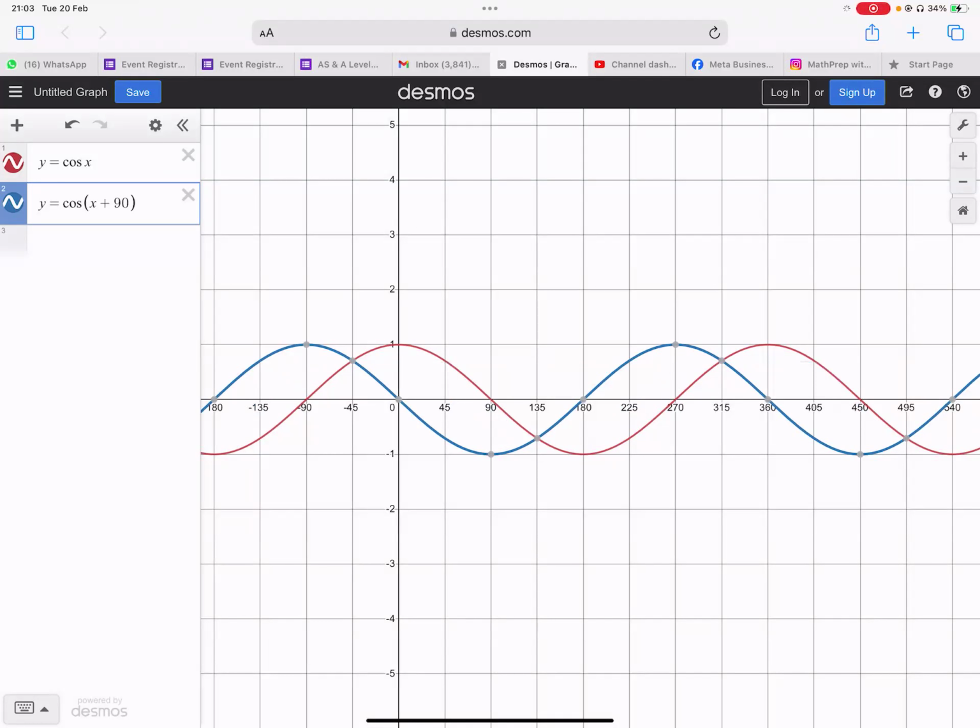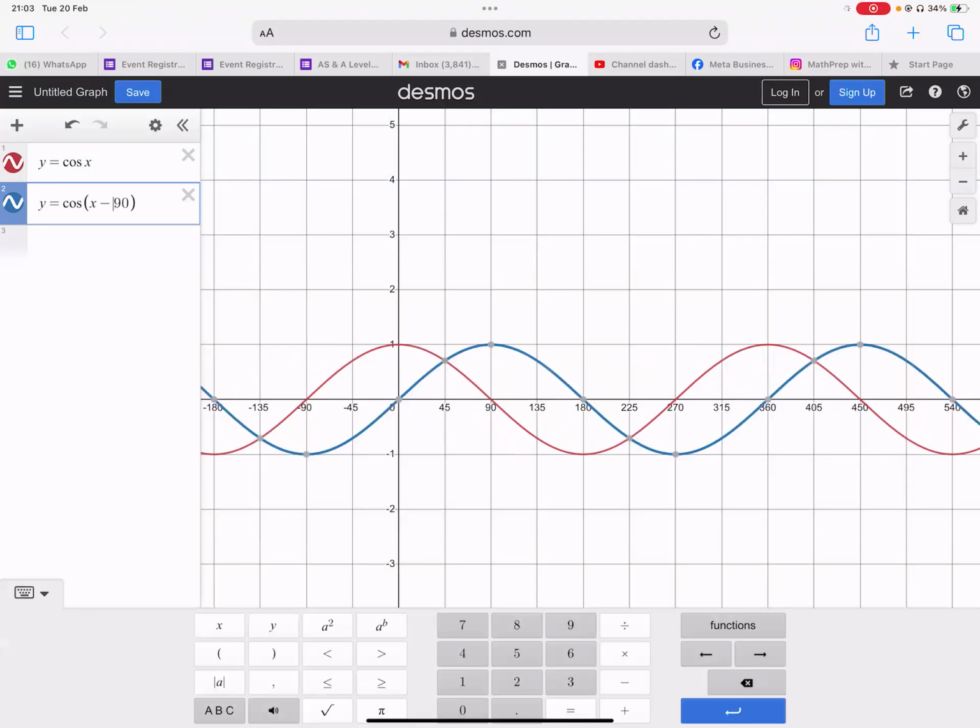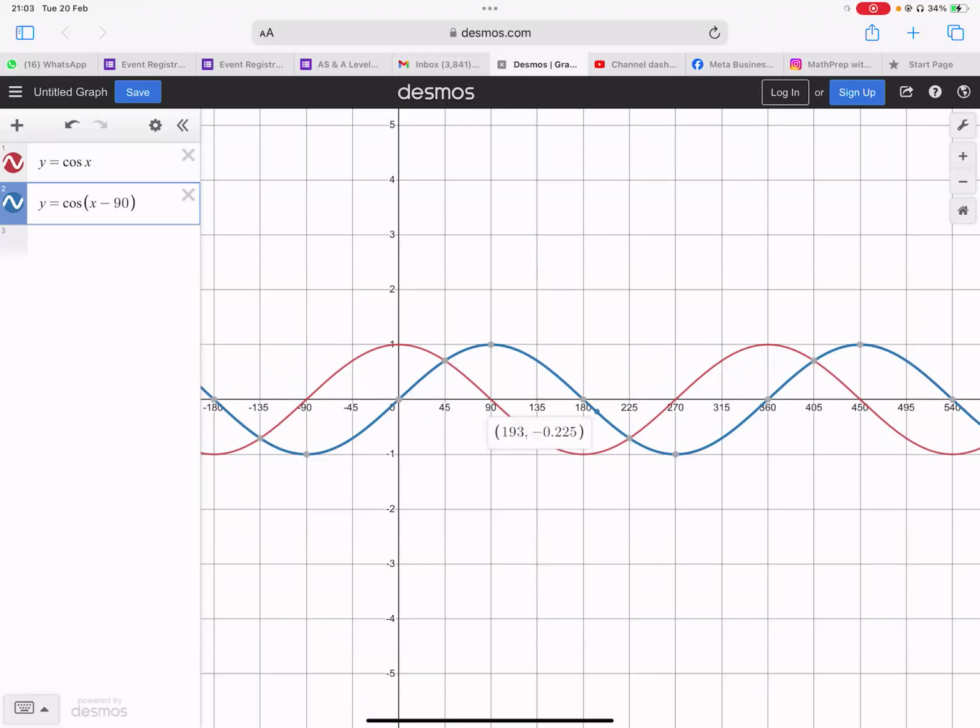It's not exactly sine. If we do cos of x minus 90, that's what gives us that sine graph that you were talking about. Because in this case, the graph moves 90 degrees to the right. Okay, when you have minus in the function, the graph moves right. When you have plus in the function, the graph moves left. Okay, so that's about translation.